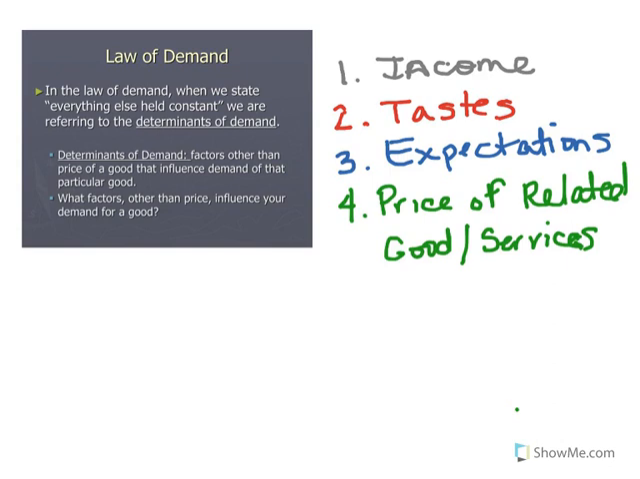And then the last determinant of demand that we usually refer to is simply the number of buyers in the market. The more buyers there are, the more demand there's going to be for a good or service, versus the smaller the number of buyers there are, the lower the demand for the good or service is going to be. So what I want to do now is actually go over each one of these determinants of demand more specifically to see what actually happens to the demand for a good when one of these determinants of demand changes.